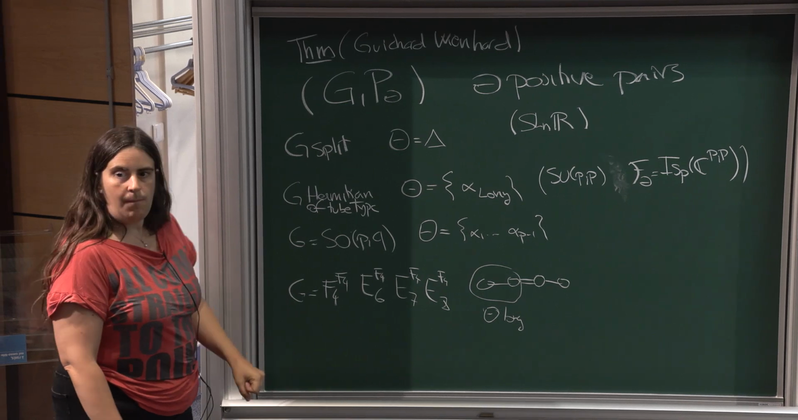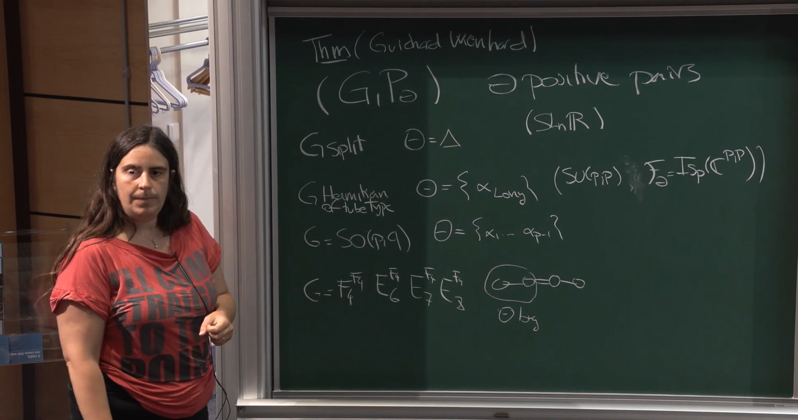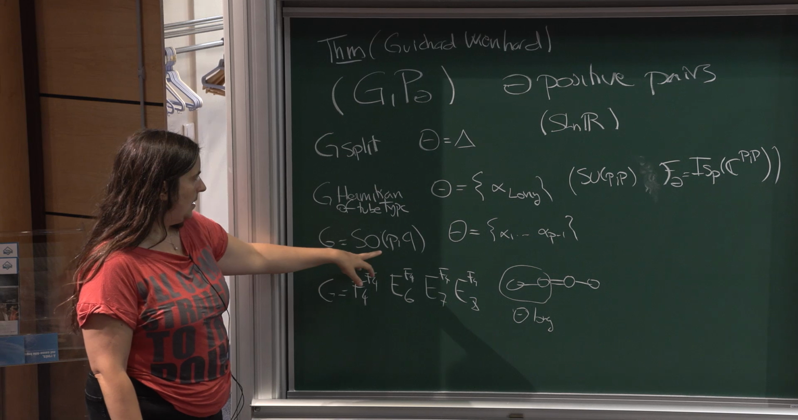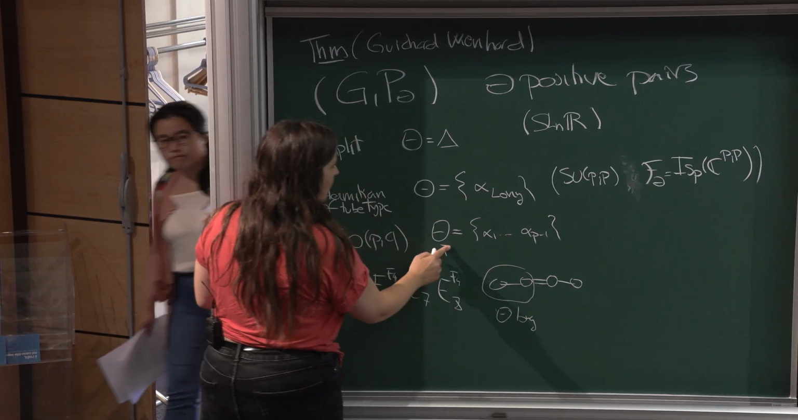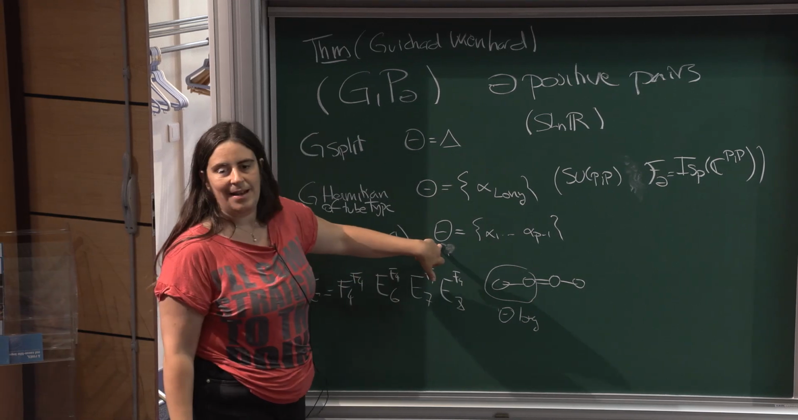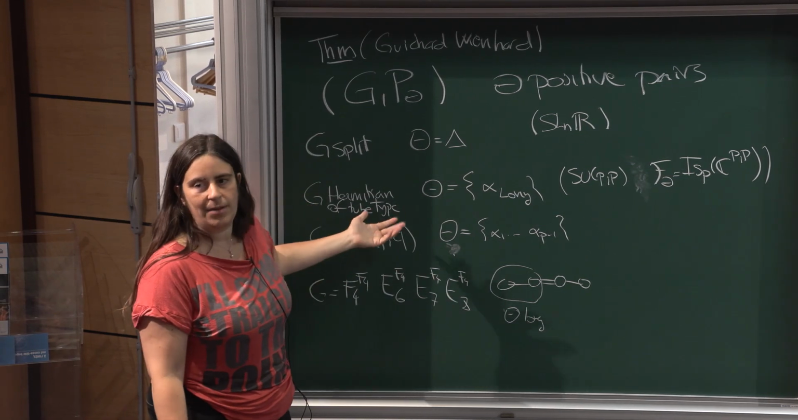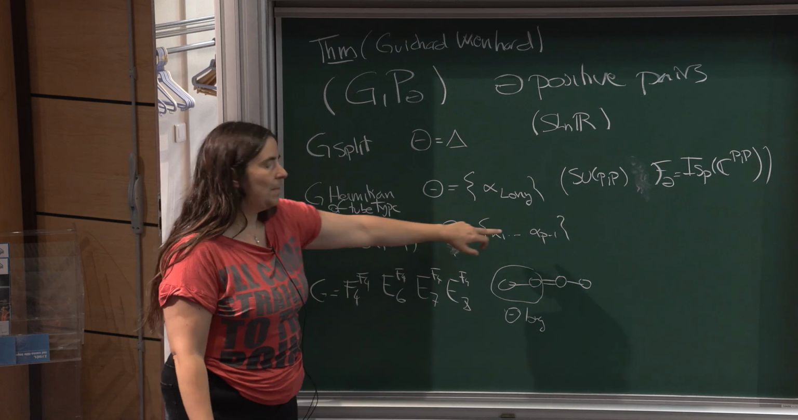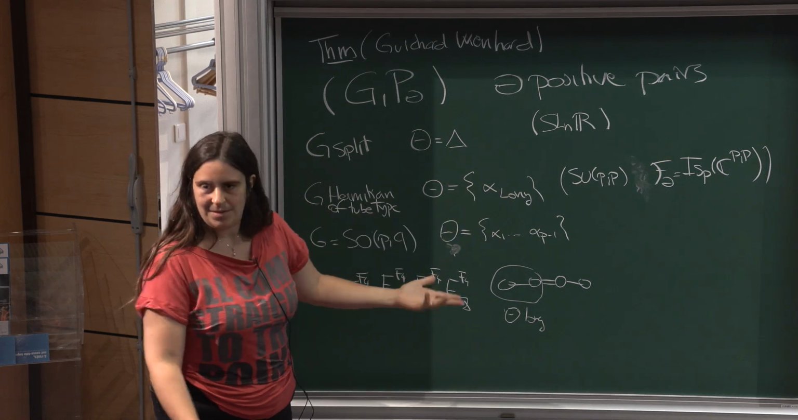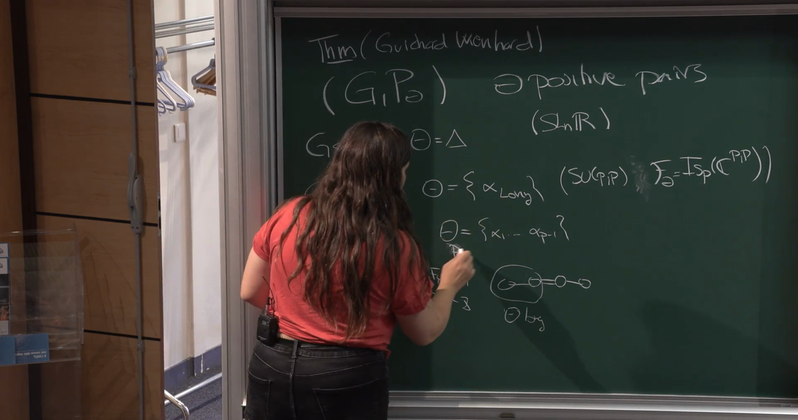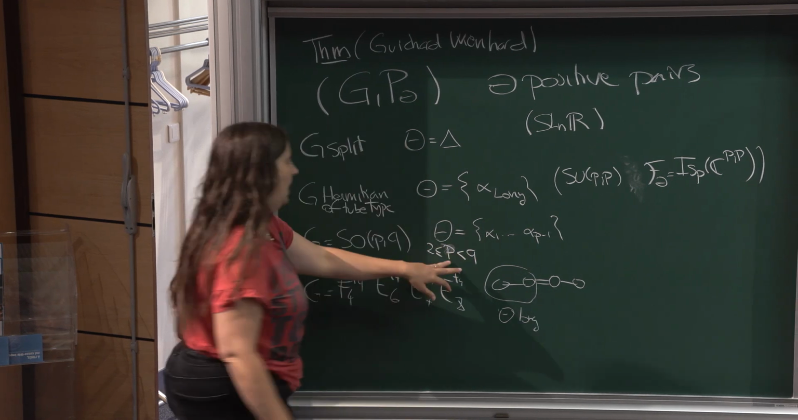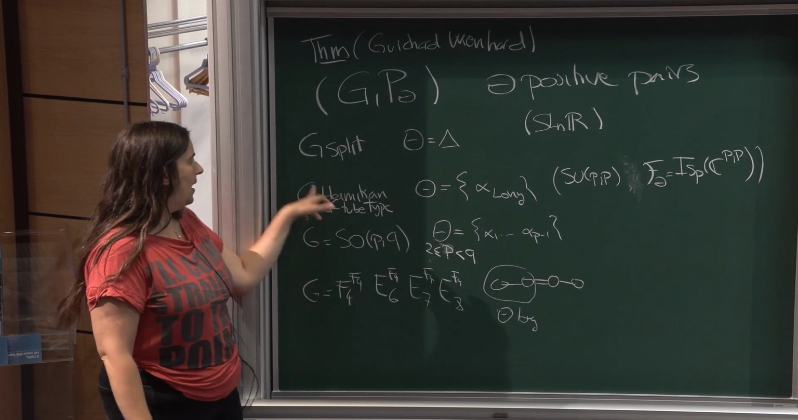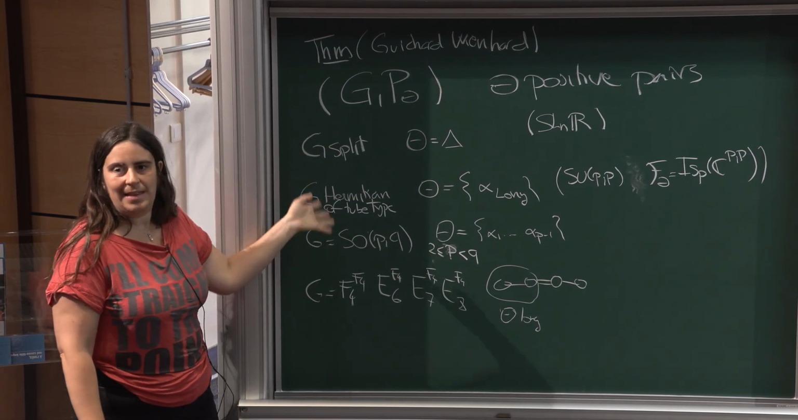Do you require p to be at least 2? Can you have p or q be 1? Yeah, sorry, here I want p at least 2, because if p was 1, I would have a rank 1 group, and then this would not make sense because I have no root. So here p is at least 2, and smaller than or equal to q. And if p is equal to 2, then I'm Hermitian, and the notions agree.